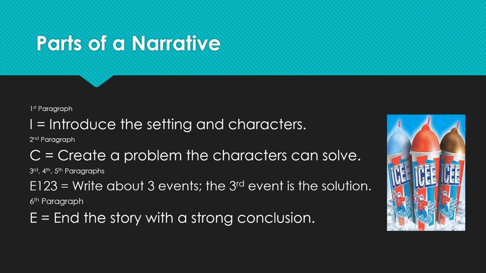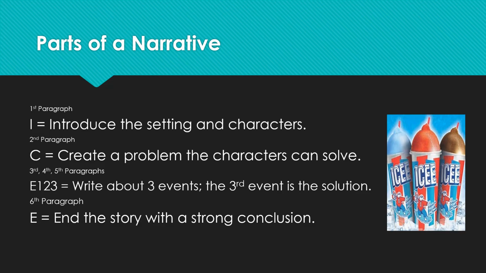So your first paragraph, you might introduce the problem and the characters involved. Your second paragraph can give a little bit more detail. Then the second event can be your climax, the most exciting part of the story where everything is building up to at that point, or the most intense part of your story. Then your third paragraph is the solution. What do they do to fix that problem?